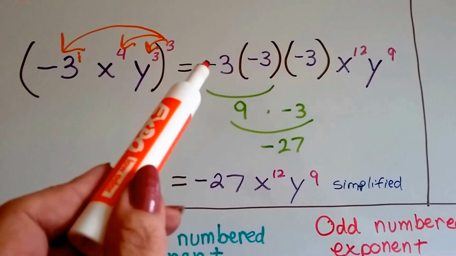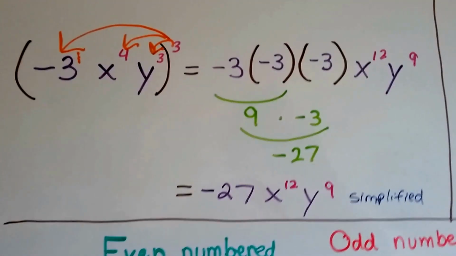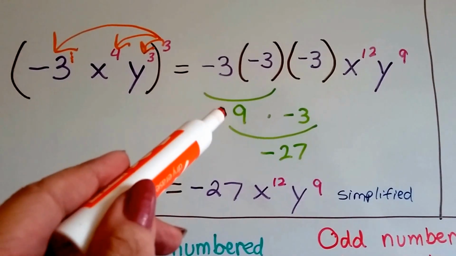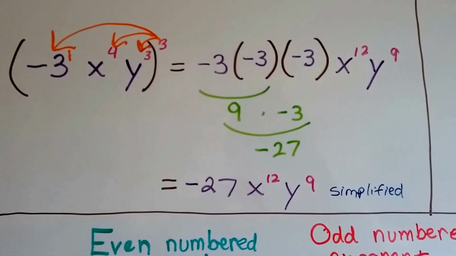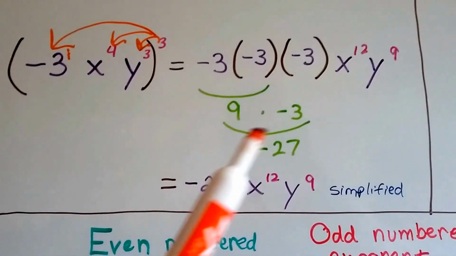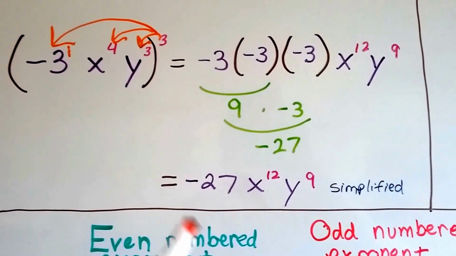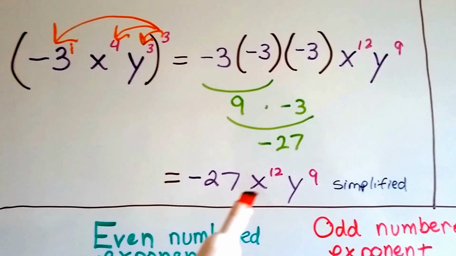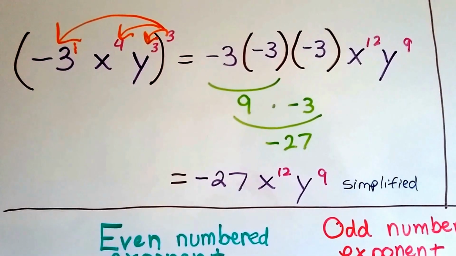But we can do these 3 negatives, can't we? -3 times -3 makes a +9 because we multiplied 2 negatives, right? 9 times a -3 gives us a -27. So our answer is going to be -27 x to the 12th y to the 9th, okay?